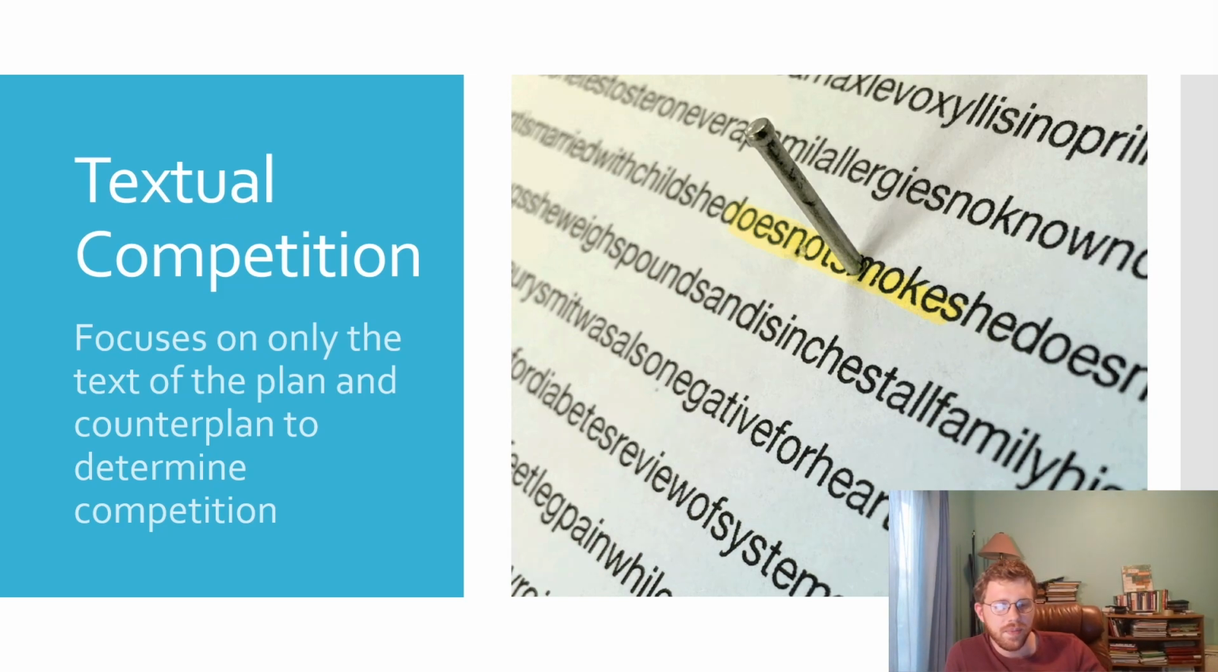and the counterplan. Under this approach, we would completely ignore the meaning of the words on the page or what those words do, and we would look at the letters on the page alone to determine if there is a match between words in the counterplan and words in the plan. So, this process, which is called textual competition, was invented in order to help affirmative teams answer process counterplans.